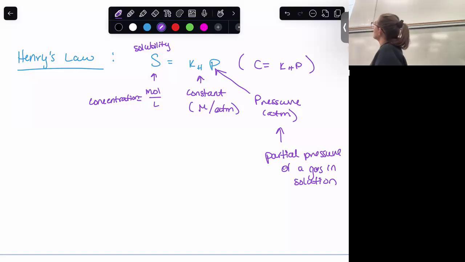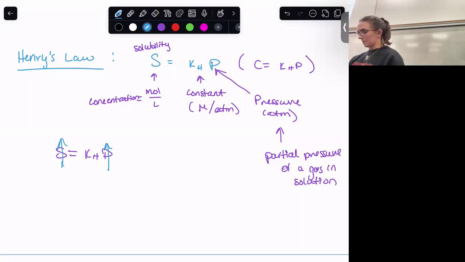So if we're looking at S is equal to KH times P, what is our relationship between solubility and pressure? If pressure goes up, what happens to S? It also increases, right? So these have a direct relationship. An increase in pressure increases solubility.